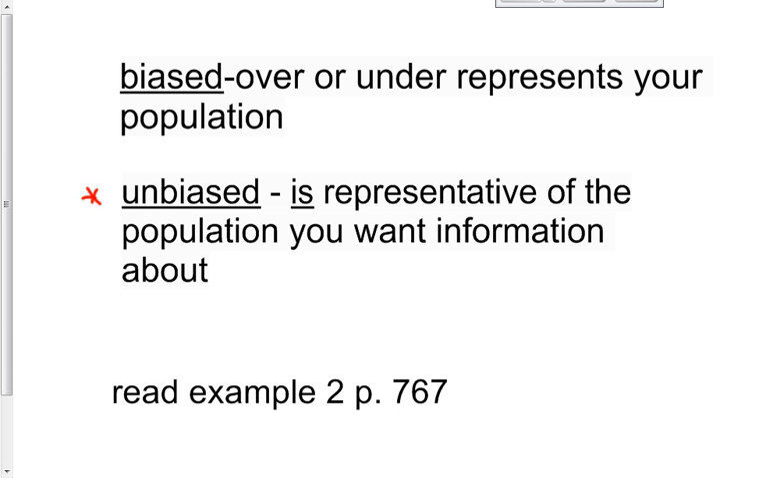Different example, what if I went to the dog park and asked people, hey, do you like pizza? Pizza and being at the dog park have no correlation at all, so that would be an unbiased sampling. I'm asking people if they like pizza. They're at a place that is totally unrelated to pizza. I get a better sampling, so that would be considered unbiased.